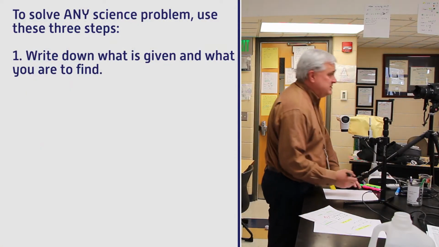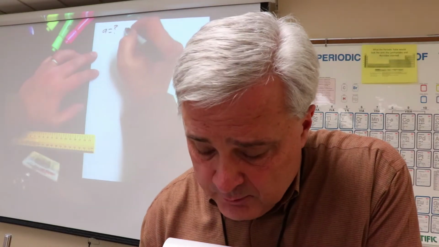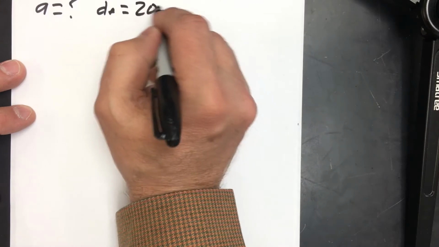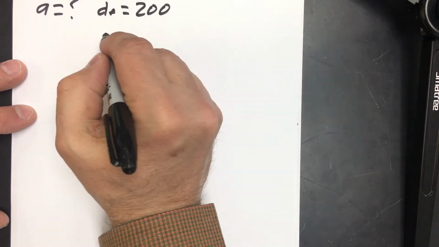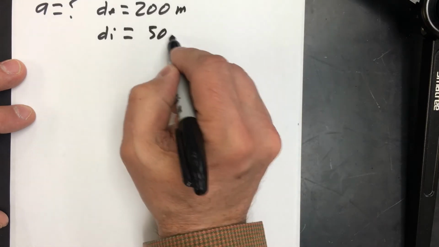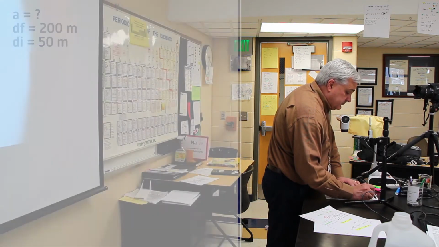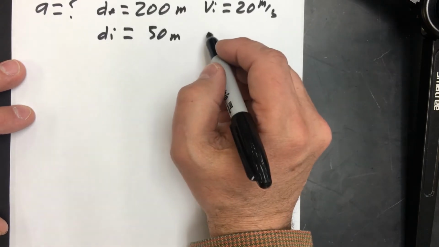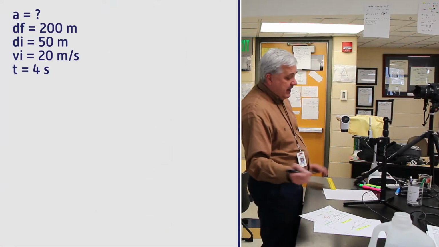And it could be rockets in space, it could be drag racers in the desert, it could be who knows what. But let's say it says somewhere along the way that the final distance is 200. So something happens and accelerates, and then it ends up at 200. Let's say it started with an initial distance of 50 meters, an initial velocity of 20 meters per second, and the time is 4 seconds. So now we have our variables.